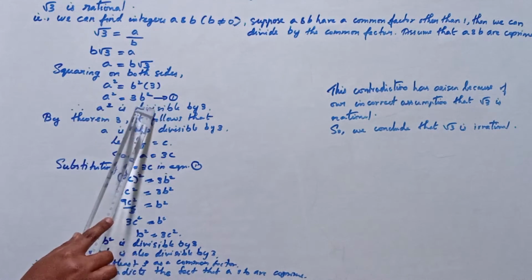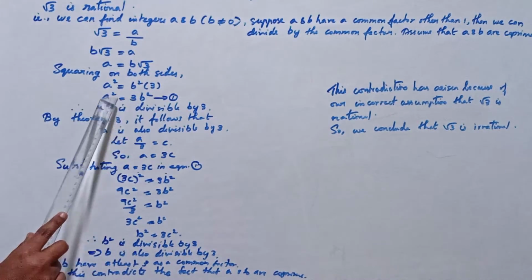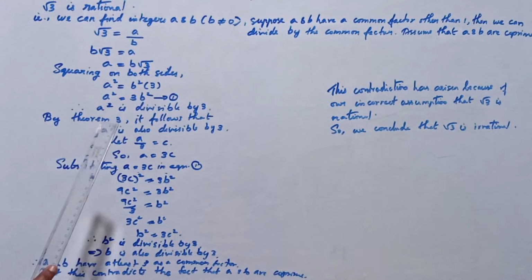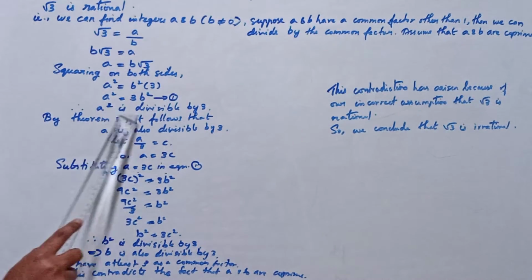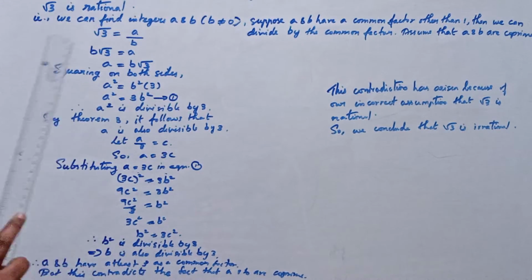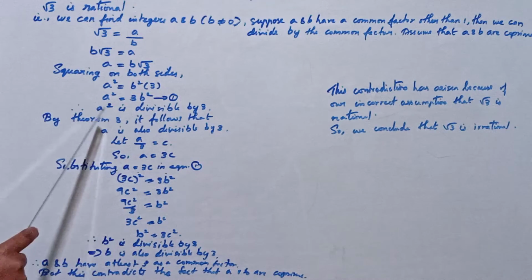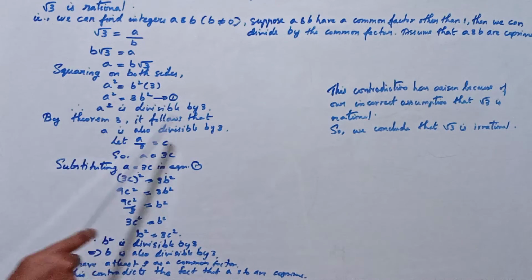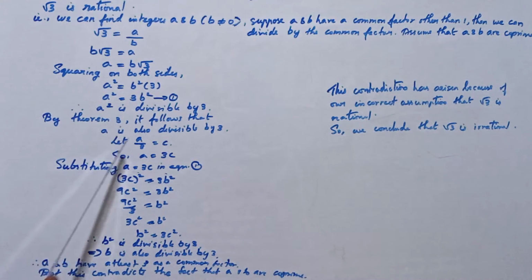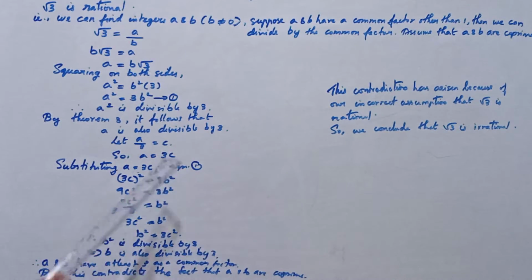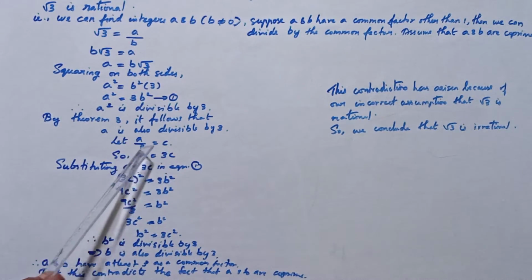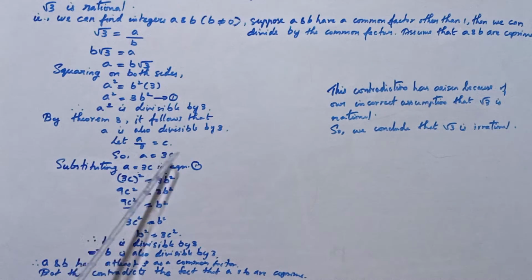Now we got an equation, right? By saying this, a square is divisible by 3. We can write it as a square by 3 is equal to b square. So a square is divisible by 3. If a square is divisible by 3, by theorem 3, we can say that a is also divisible by 3. Then let a by 3, if you divide a by 3, you will get a quotient value as c. So a by 3 is equal to c, then a is equal to 3c.